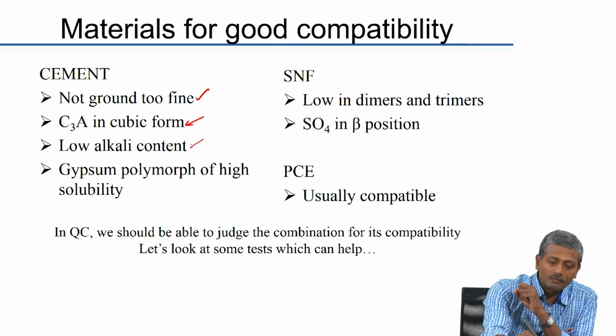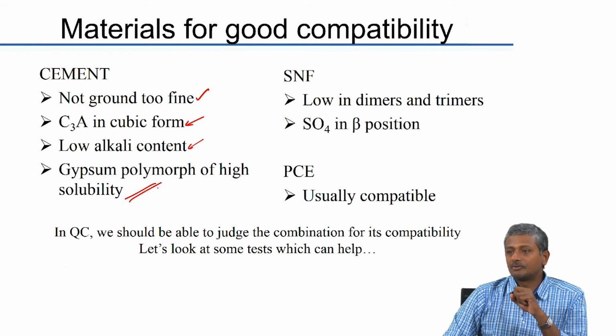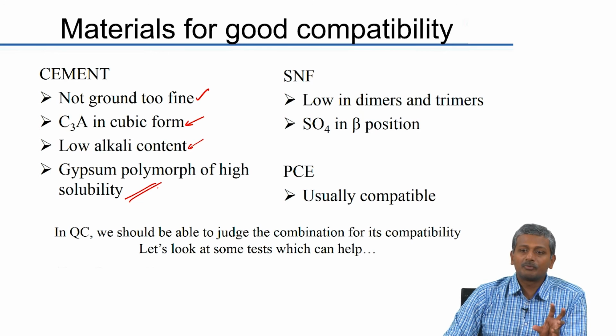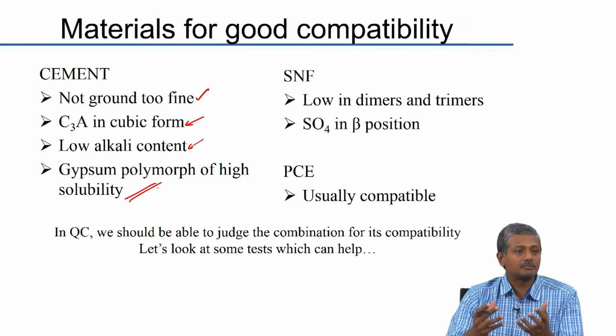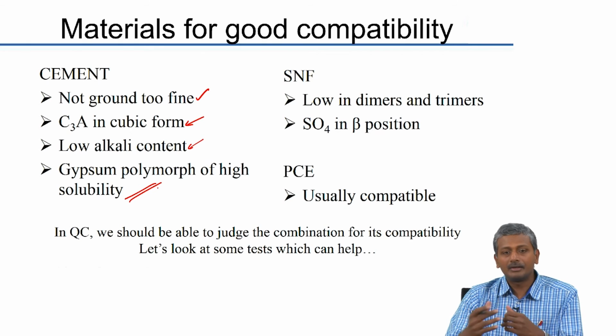Lower alkali content is always better, and gypsum polymorph of high solubility, of course, or rather a mixed combination of gypsum, for example a mixed combination of anhydrite, hemihydrate and dihydrate in the system.